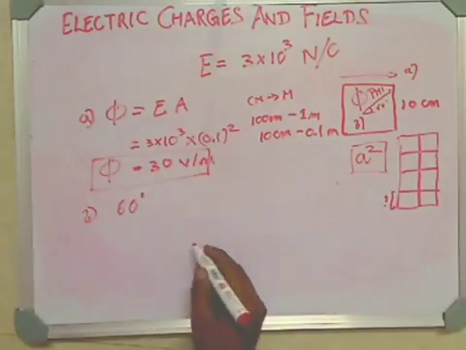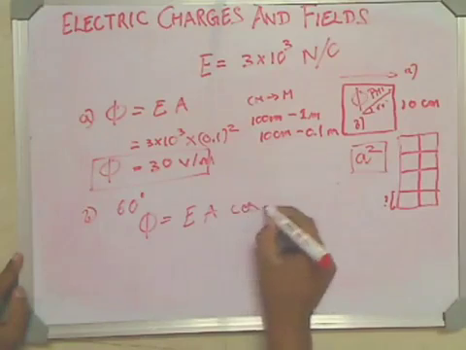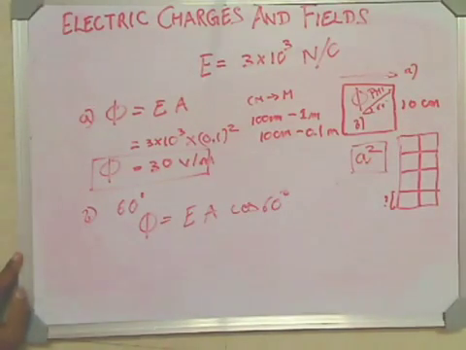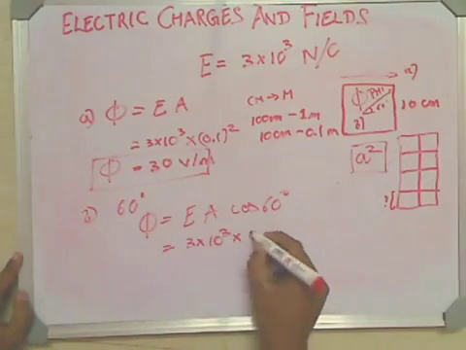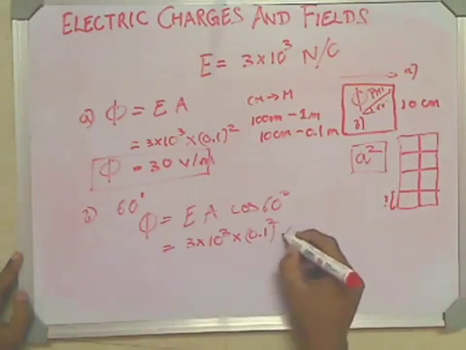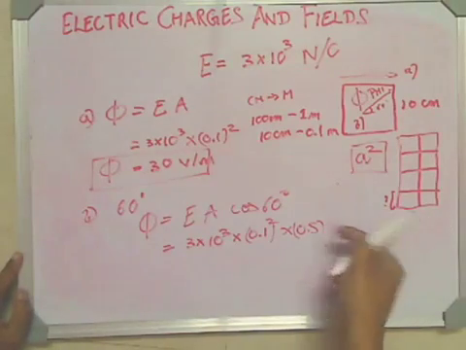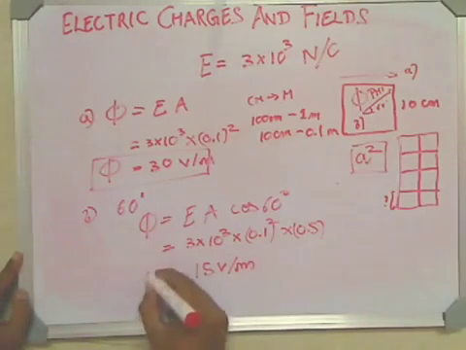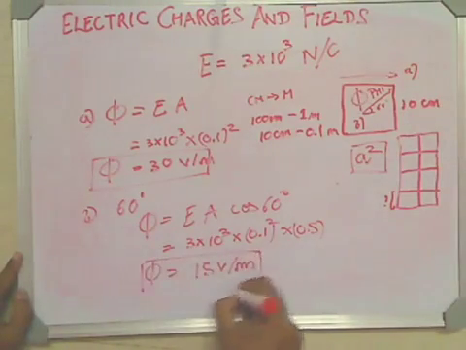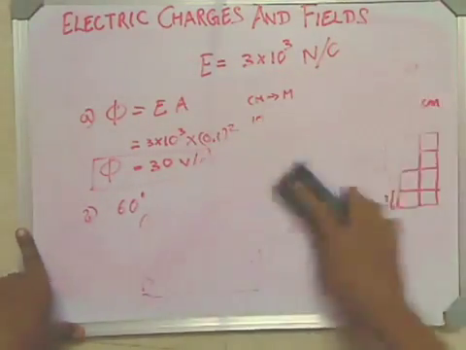The second case here, wherein you need to consider 60 degrees, the normal to the plane at 60 degrees. So here phi will be equal to E multiplied by A multiplied by cos 60 degrees. Now, this will be equal to again 3 multiplied by 10 to the power 3 multiplied by 0.1 squared multiplied by 0.5. How did I get 0.5? The value of cos 60 happens to be half, it's nothing but 0.5. This should give you the answer as 15 volt meter. So, this is one of the fundamental problems that you have in electric charges. Let's do 2 more problems.